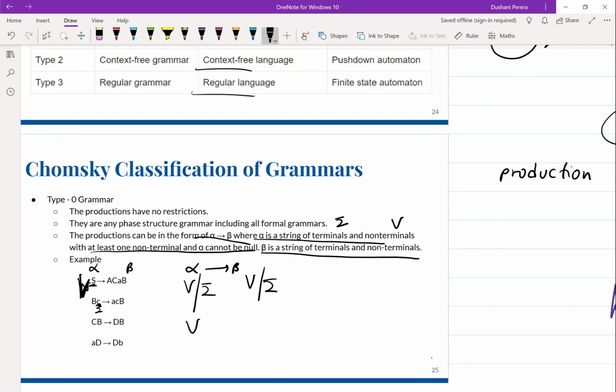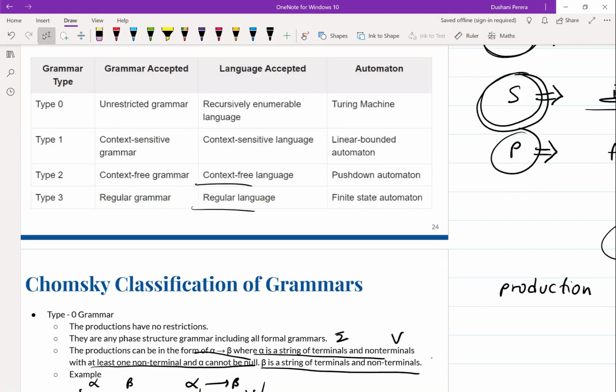So this is what he said about type 0 grammar, which is the first class. And this is unrestricted, like all formal grammars are inclusive in this. Okay, and this can be recognized by a Turing machine, the automata. Automata theory. Automata is the plural word, the singular one is automaton.